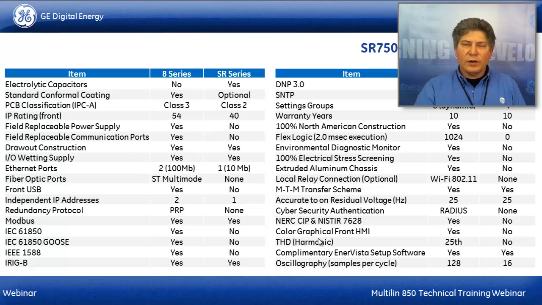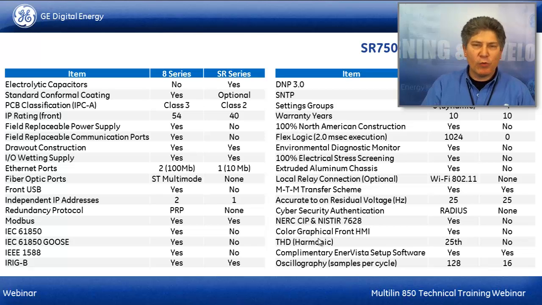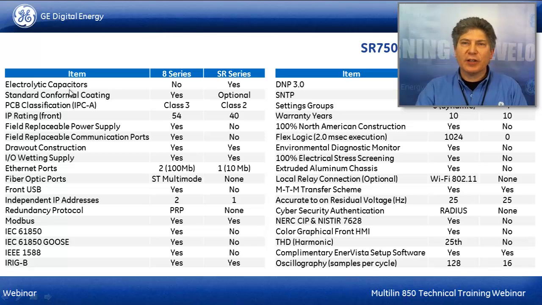So, surprisingly, the 850 has the exact same cutout as the 750. Here's a table showing some of the differences between the two. I won't go over all of them, but just some of the key points here. Once again, the electrolytic capacitors, the standard conformal coating, the PCB being manufactured to a class 3, 61850 is available.